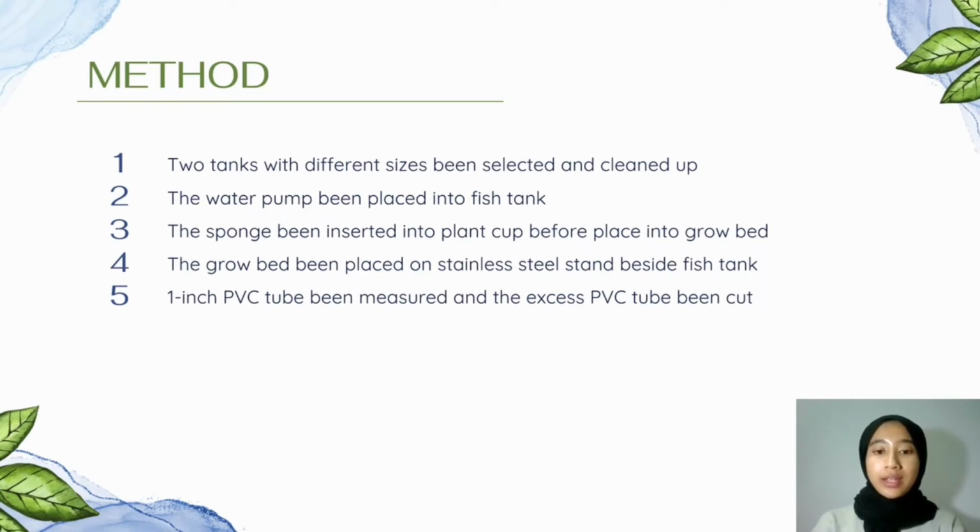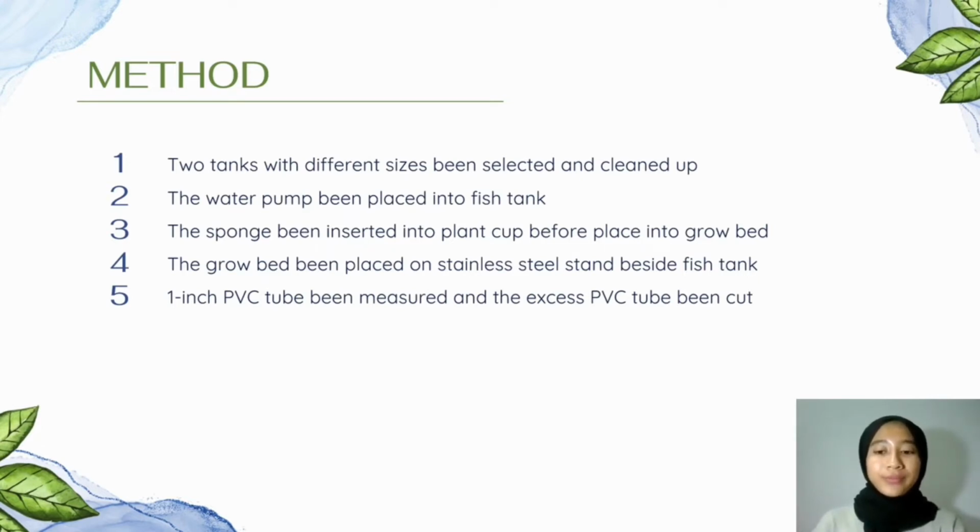which is the fish tank. The next step is the 1-inch PVC tube being measured using measuring tape, and the desired length of the tube for the system setup being marked before cutting the excess PVC tube using a hacksaw. The PVC tube has to be handled and cut carefully to avoid any injury or accident. So that's all from me.